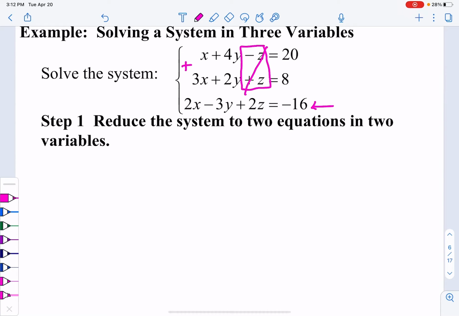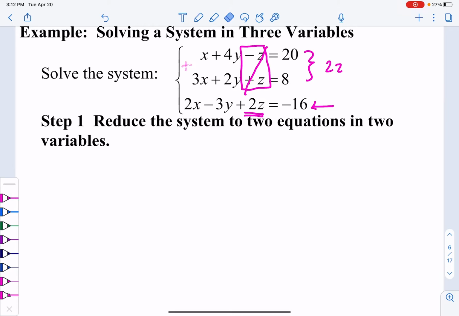And then this last equation has a 2z, and I can easily turn one of those into a minus 2z by multiplying by 2. Now, which one would I use? I would use that top one because I already have a positive 2z down here in the third equation, so I would aim for that negative in the first equation. So let's take this one step at a time.